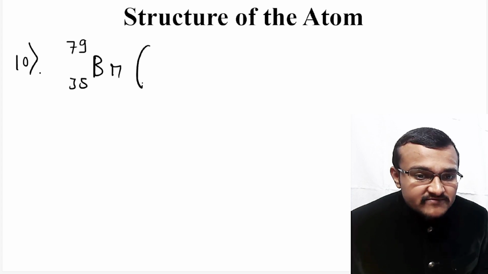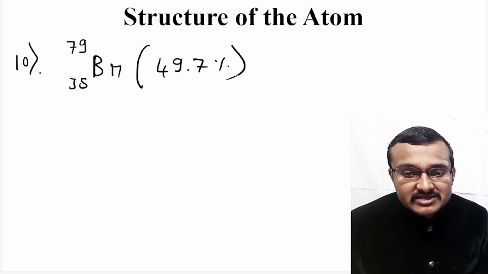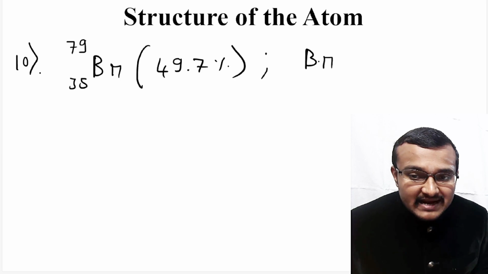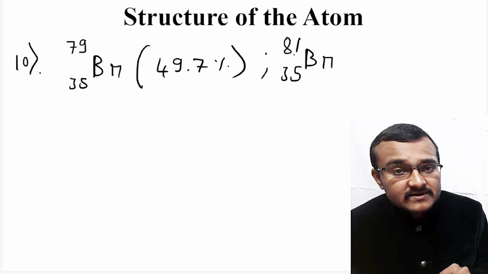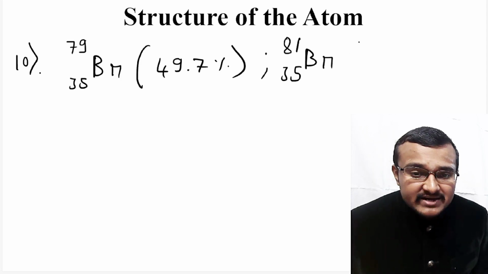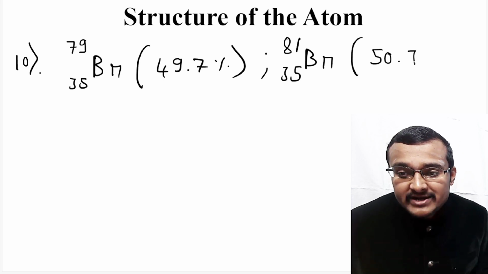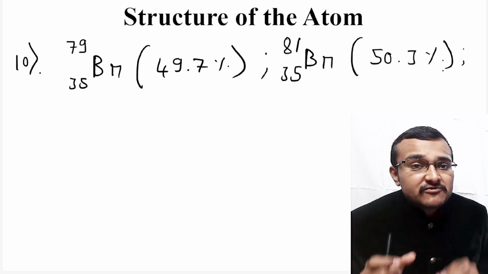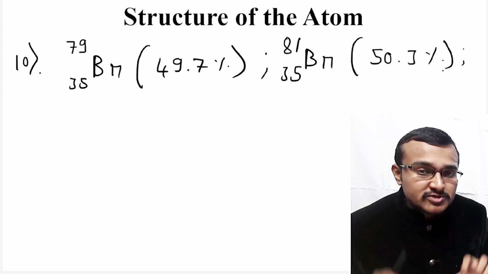So abundance of this particular bromine isotope in nature is 49.7%. So if you consider the second isotope of bromine, that second isotope will have the same atomic number, that is 35, but the mass number is 81. And the abundance of this second isotope of bromine in nature is 50.3%. So now based on these percentage values, you have to calculate the average atomic mass of bromine by considering both the isotopes of bromine.